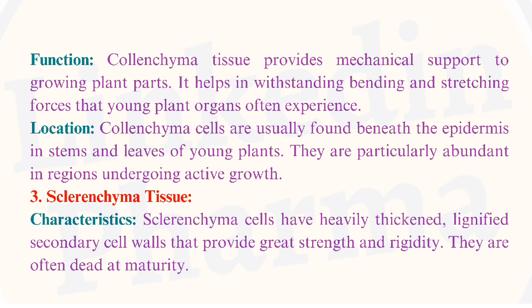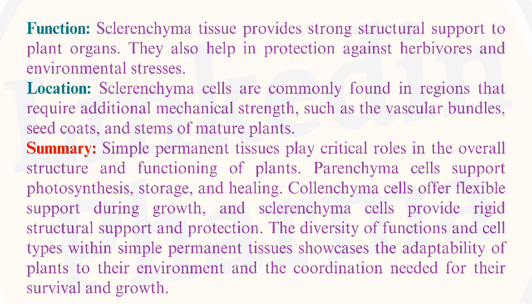3. Sclerenchyma tissue. Characteristics: sclerenchyma cells have heavily thickened, lignified secondary cell walls that provide great strength and rigidity. They are often dead at maturity. Function: sclerenchyma tissue provides strong structural support to plant organs. They also help in protection against herbivores and environmental stresses. Location: sclerenchyma cells are commonly found in regions that require additional mechanical strength, such as the vascular bundles, seed coats, and stems of mature plants.